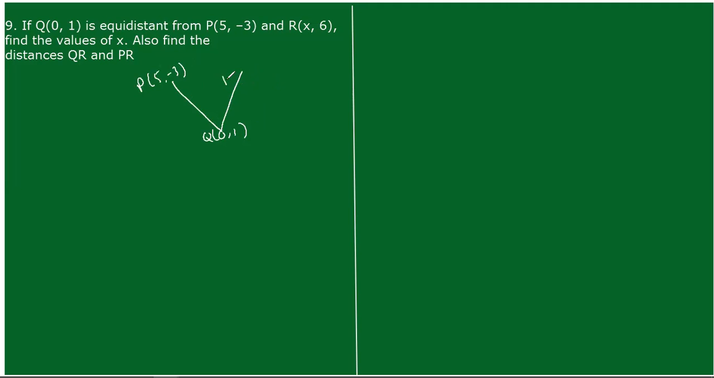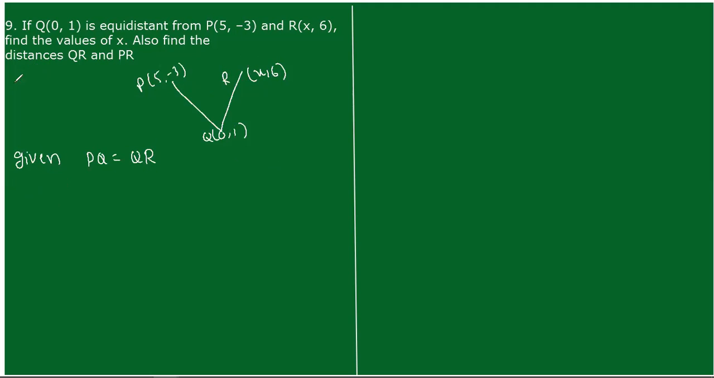And R is (x, 6). So find the value of x. So PQ and QR. He gave one hint: PQ is equal to QR. These two are equidistant, and P and R points are equidistant from Q. Given PQ is equal to QR.